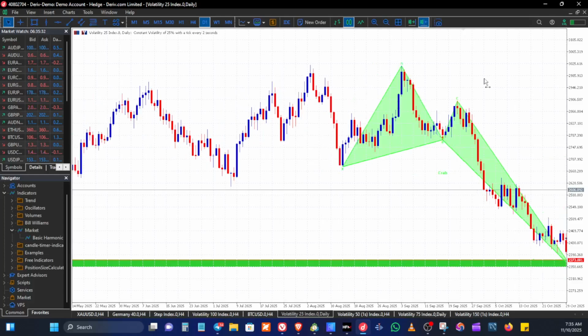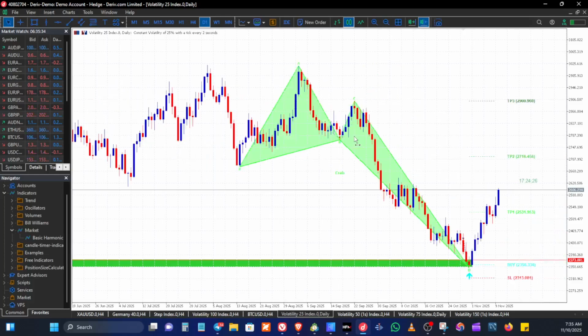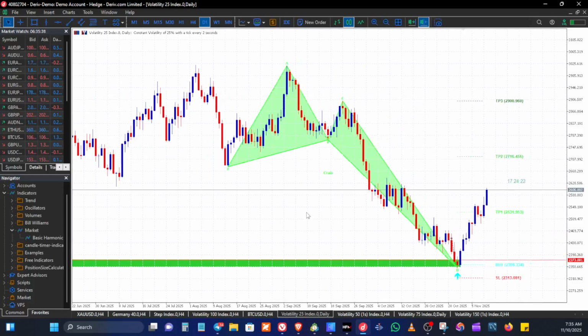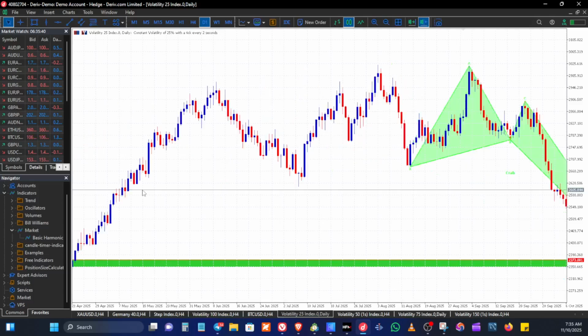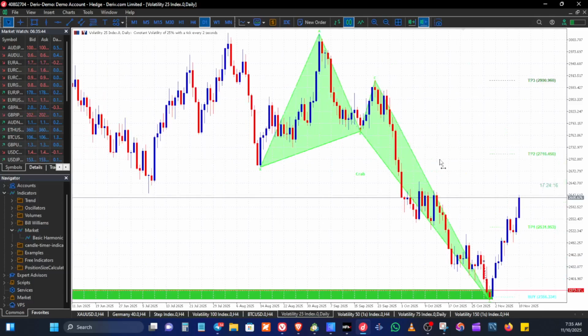Okay, so I shared the setup with you guys on the WhatsApp group, and I told you to keep an eye on V25 index. Unfortunately, I was not able to take the trade either, because I wasn't on the charts. I was busy with something else.